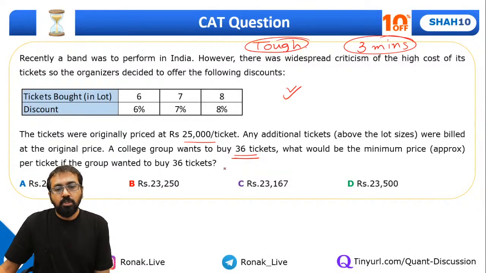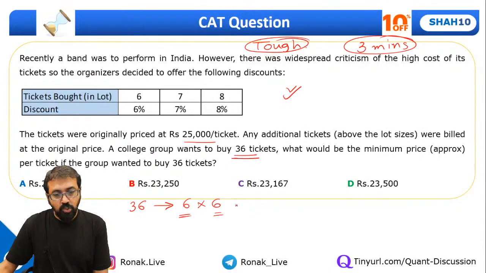Now, what is the best combination of 36? How can we get the maximum discount on 36 tickets? So how can we do it? Of course you can buy 6 groups of 6 tickets. So on each one you will get 6% discount, or you can try to maximize. Maybe you can also do it this way: 3 groups of 8 tickets. Let me just write a proper way, otherwise you will get confused.